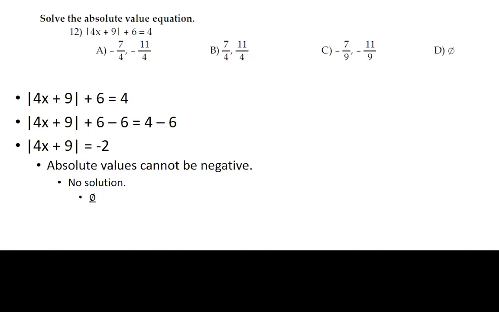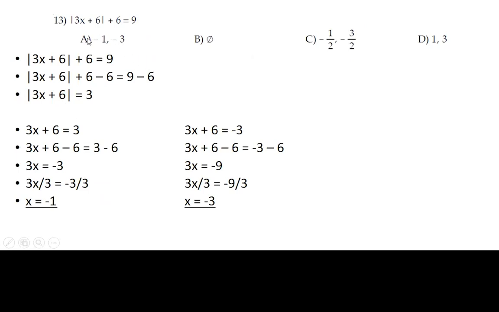Number 13. The absolute value of 3x plus 6, plus 6 equals 9. So this one, we do have to go through all the steps. We start by subtracting 6 from both sides, which gives us the absolute value of 3x plus 6 equals 3. Now that means that 3x plus 6 must be 3, or it must be -3, because those are the two things where we can take an absolute value and get 3. So we set up 3x plus 6 equals 3, and 3x plus 6 equals -3.